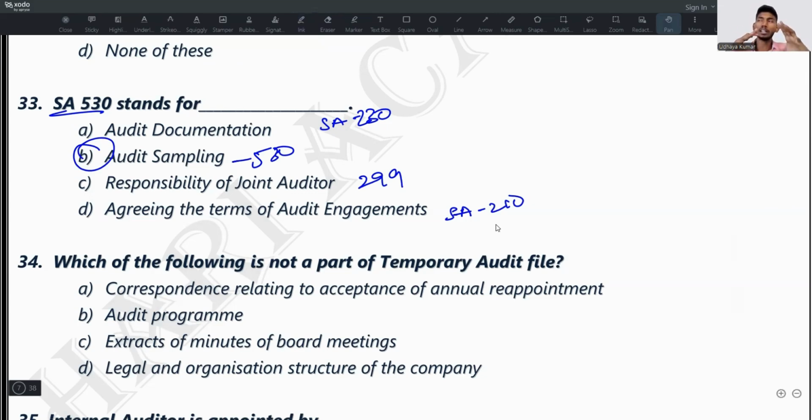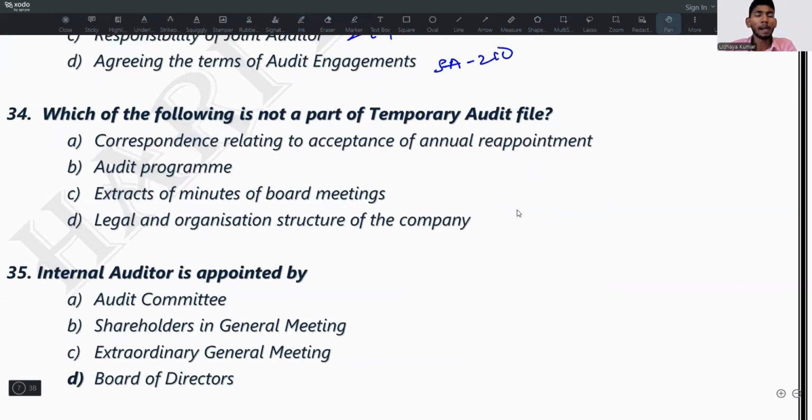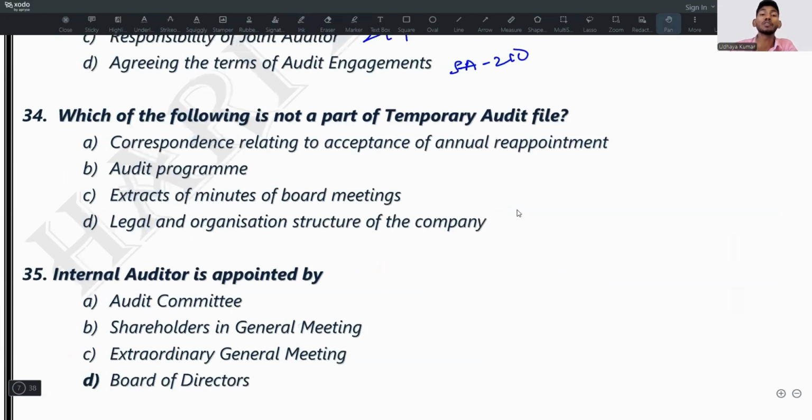So in order to help you remember, it will be repeated again and again. So moving to the next question, which is 34. Which of the following is not a part of temporary audit file? Easy to answer. He is asking which is not a part of temporary audit file. Audit program comes under what? Temporary audit file. Extract of minutes of board meeting comes under what?